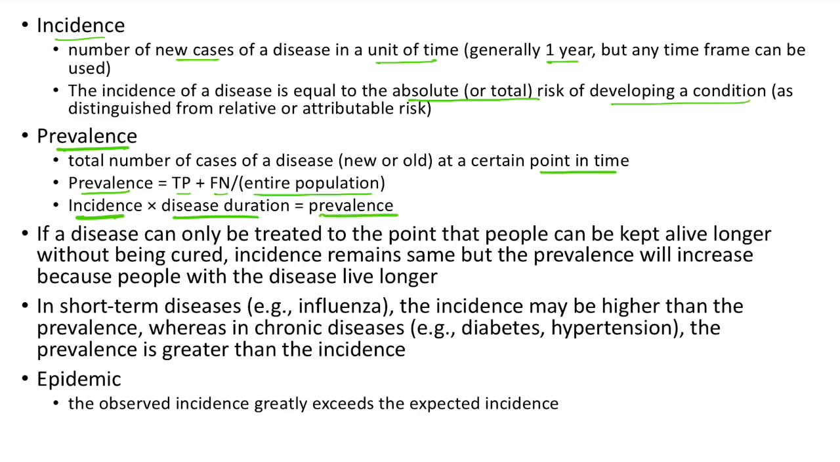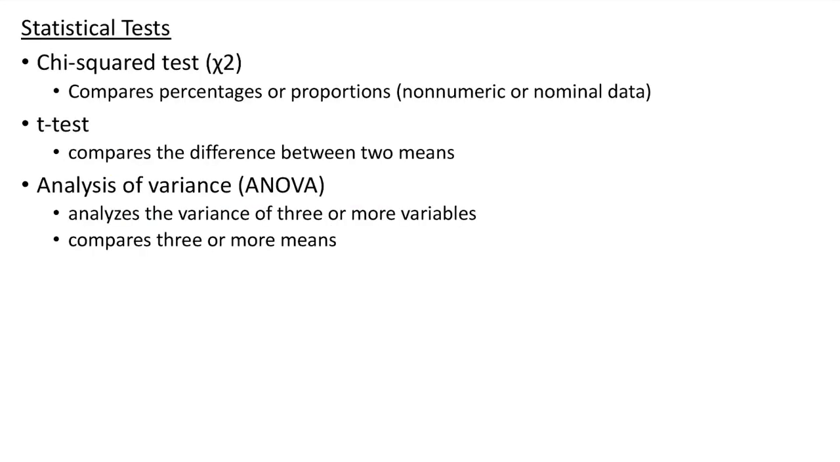It is important to remember that if a disease can only be treated to the point that people can be kept alive longer without being cured, incidence remains same, but the prevalence will increase because people with the disease live longer. In short-term diseases like influenza, the incidence may be higher than the prevalence, whereas in chronic diseases like diabetes and hypertension, the prevalence is greater than the incidence. In an epidemic, the observed incidence greatly exceeds the expected incidence.